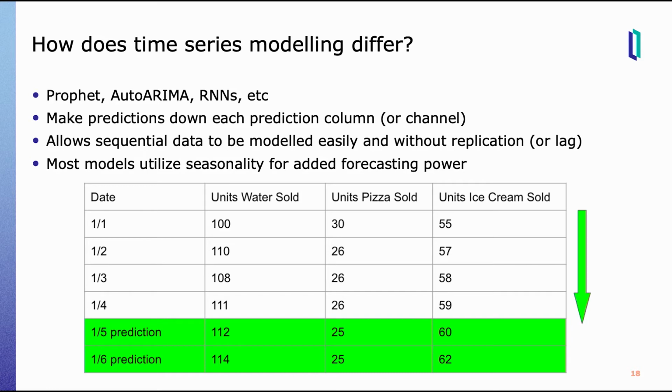In addition, most time series models utilize a thing called seasonality. On this chart we have ice cream sales on the right there. If you think about ice cream sales, you would expect to sell more ice cream in the summer and less in the winter. You might also expect to sell more on the weekend than on a Wednesday, perhaps. So that's the idea of seasonality, and most time series models will utilize that heavily to increase their predictive power.